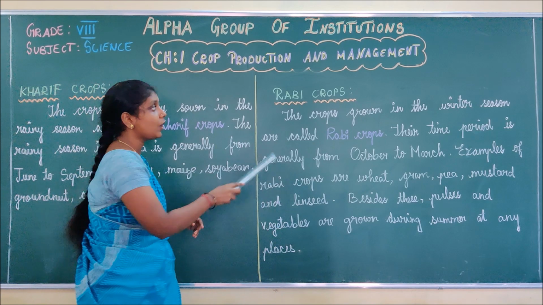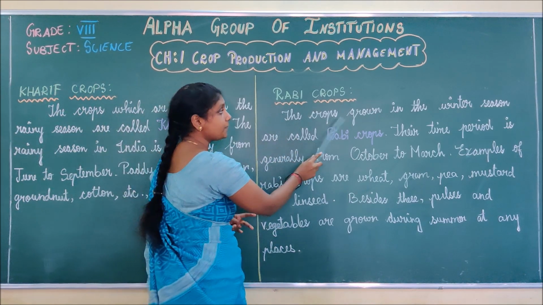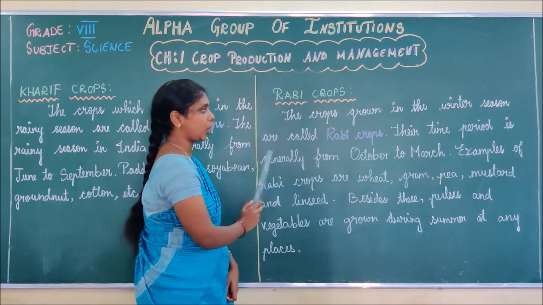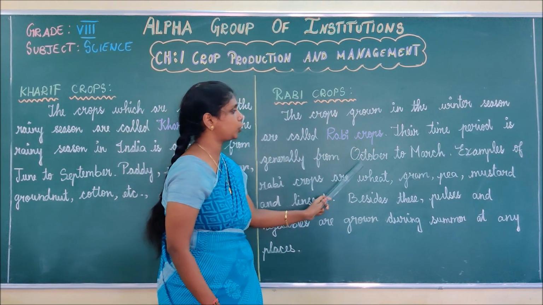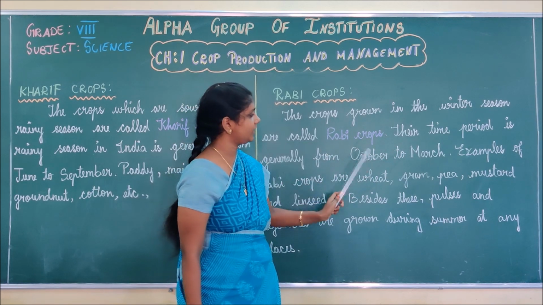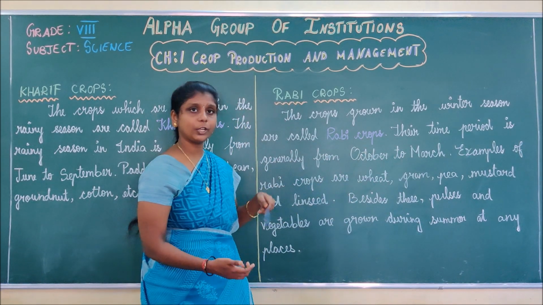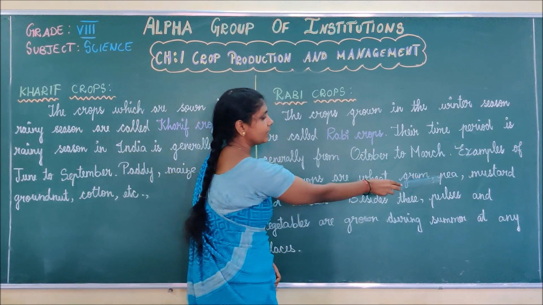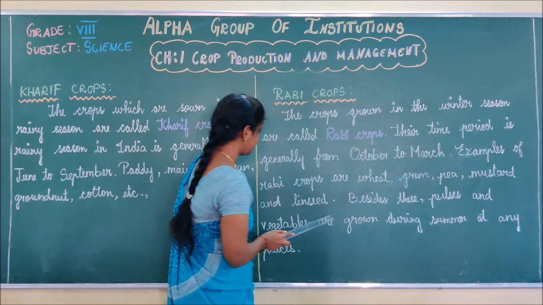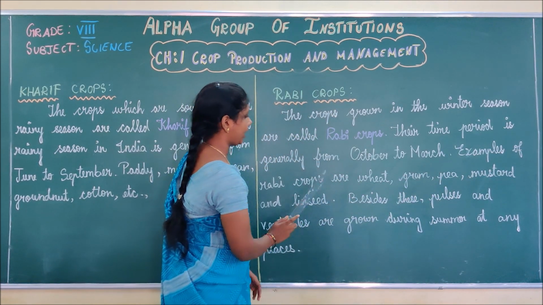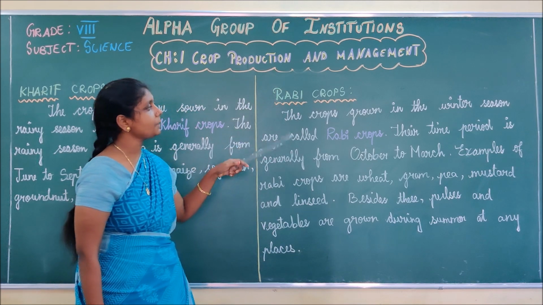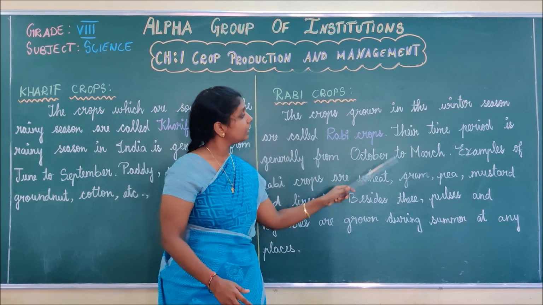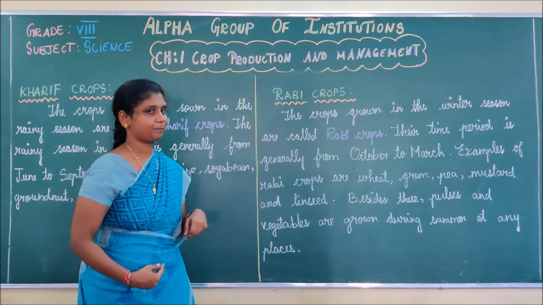Next we are going to discuss what rabi crops are. The crops that are sown in the winter season are called rabi crops. The time period is October to March. In these months, they sow rabi crops. Examples of rabi crops are wheat, gram, pea, mustard, and lentils. What are rabi crops? The crops that are sown in the winter season.